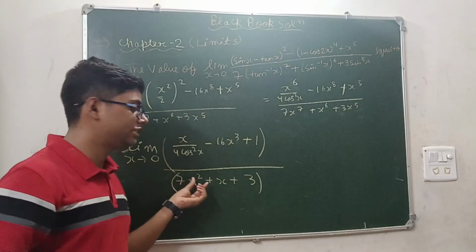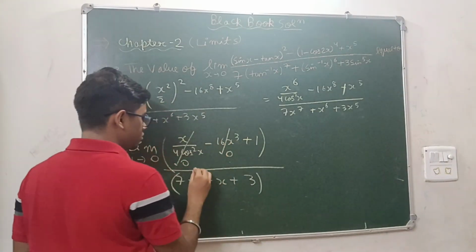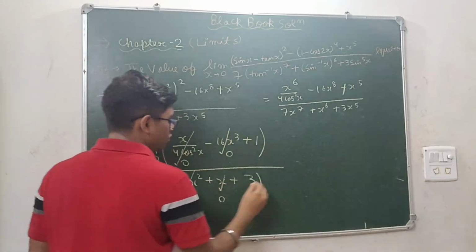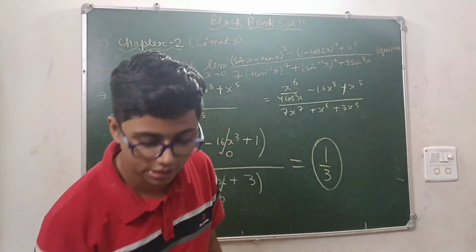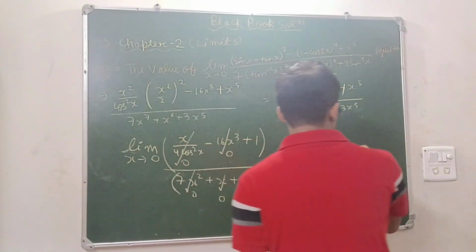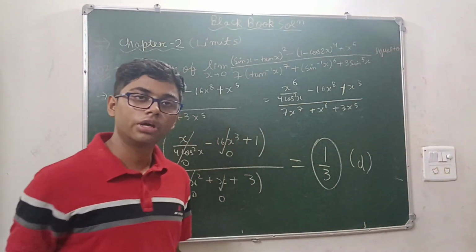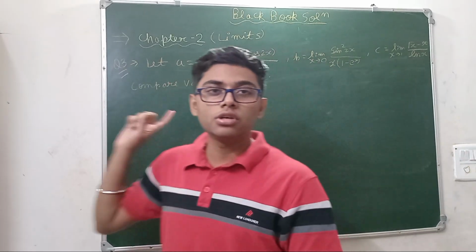Now substitute x equals to 0. So this will become 0, this will become 0, this will become 0, this will become 0. The final answer for this question is 1 by 3. Means option number D is the answer for this question. Okay, moving on to the next question. So moving on to question number 3.